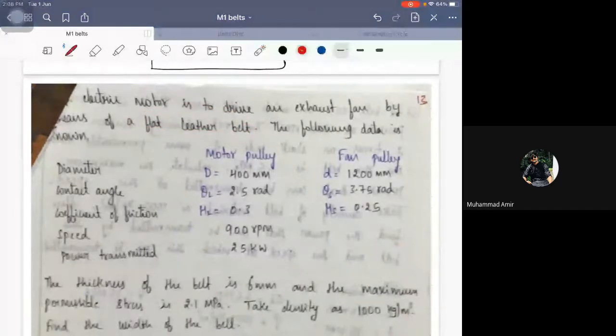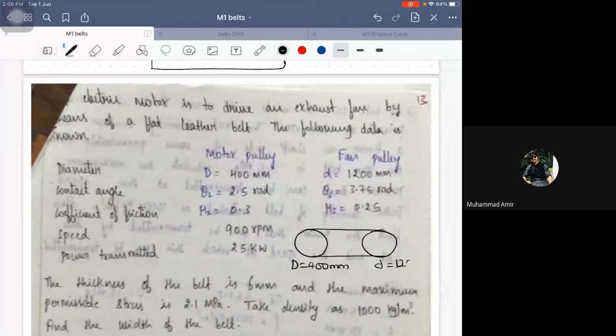Okay. Next, the following data is known, it is clearly segregated. So, motor pulley. There are basically two pulleys, isn't it? One is a motor pulley, and the other one is the fan pulley. So two pulleys are connected by a flat belt drive. The diameter of this, capital D, is equal to 400 mm. And the fan pulley diameter is how much? Fan pulley diameter is 1200 mm, small d.